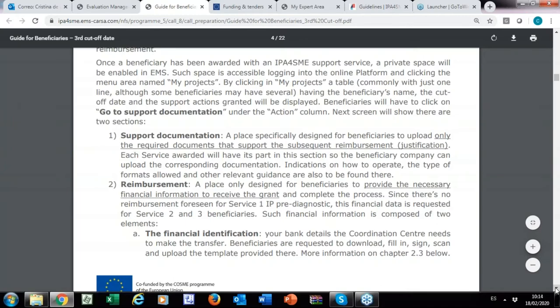The first one, support documentation, is a space in the platform. It's a place specifically designed for you to upload only the required documents that support the subsequent reimbursement and justification. I'm talking here about mainly service two and service three. So reimbursement of EPO fees and reimbursement of IP attorney fees. Okay, so in this section, you're asked to upload only the documents that support the reimbursement. So invoices, proof of payments, etc.